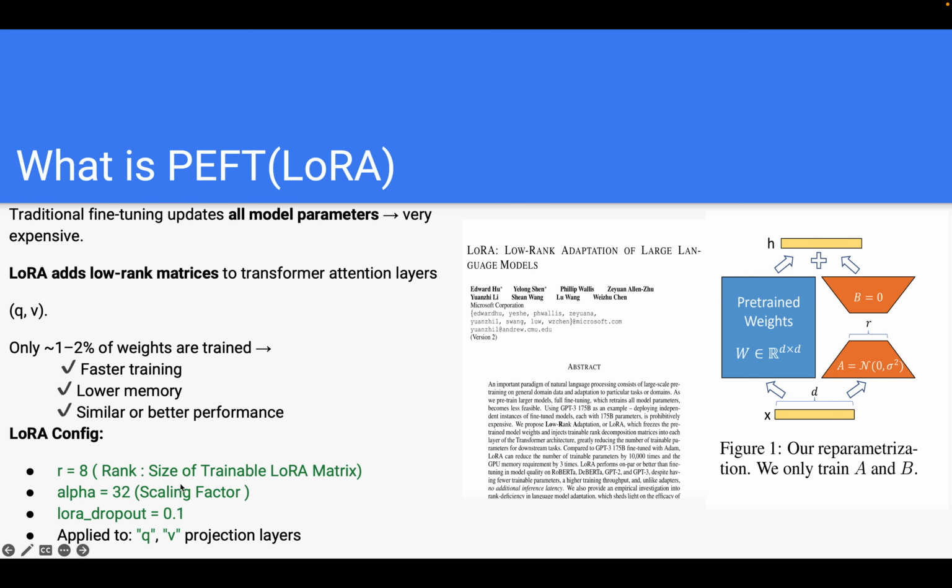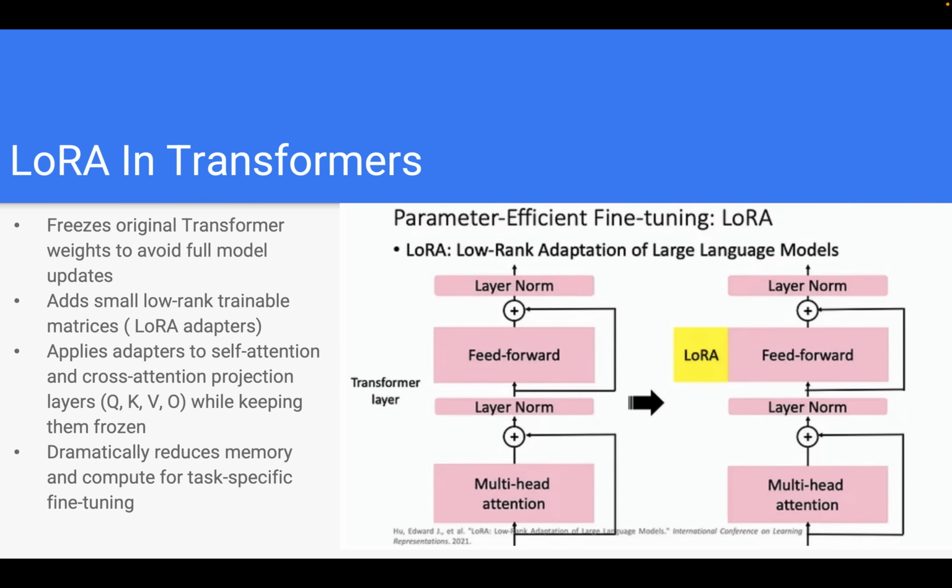One is the rank, which defines the size of the trainable LoRA matrix. Alpha is a scaling factor. LoRA dropout is the probability, or the percentage, of LoRA parameters that will be dropped, whatever you specify here.